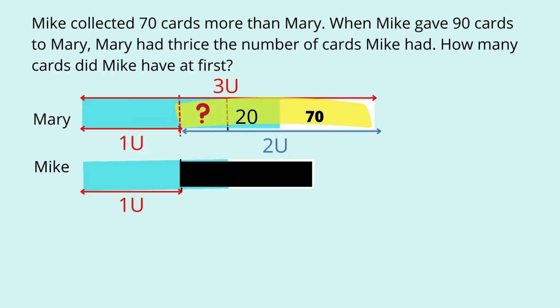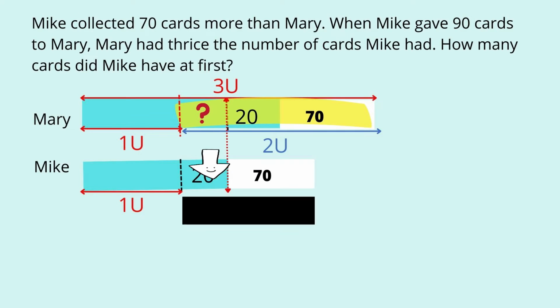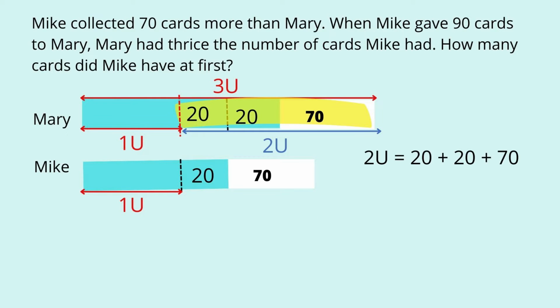How can we find this part? Look down, it is 20. So 2 units equal 20 plus 20 plus 70. It gives us 110 in total. Then 110 divided by 2, 1 unit equals 55.